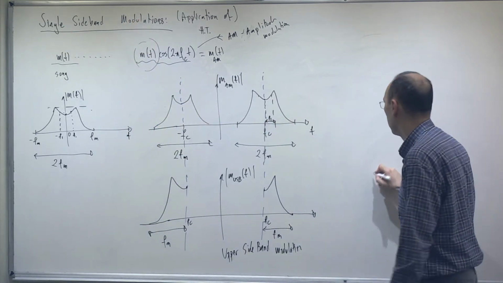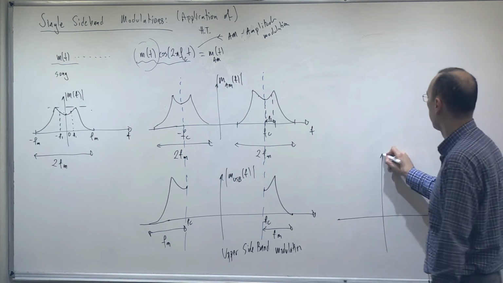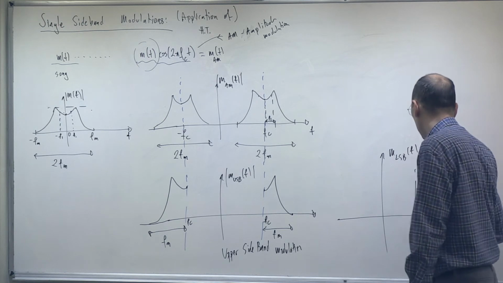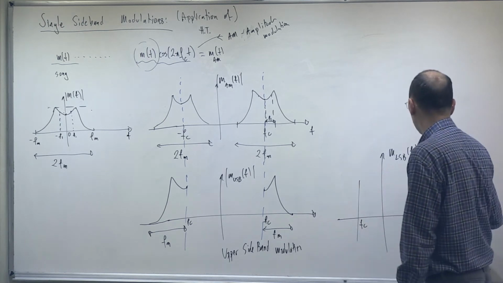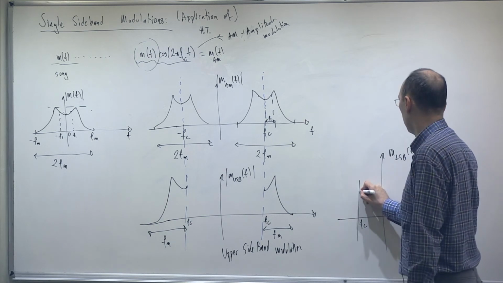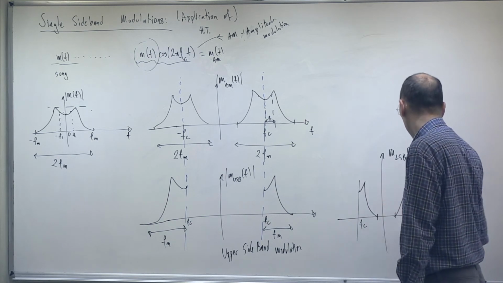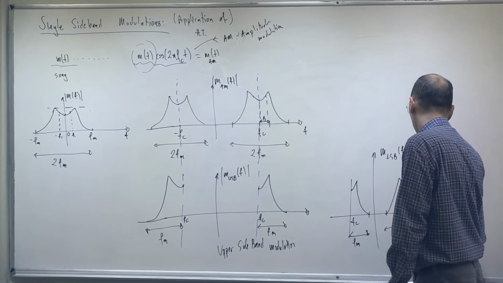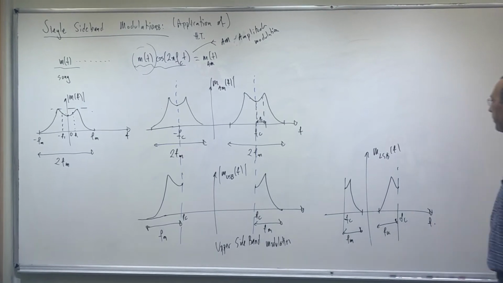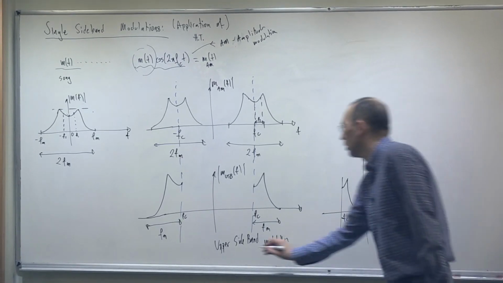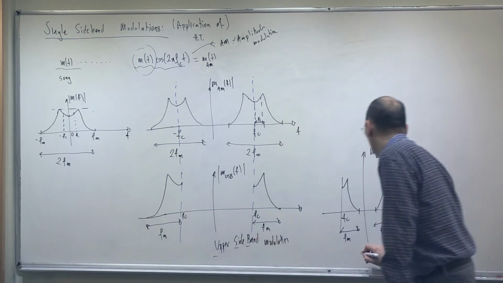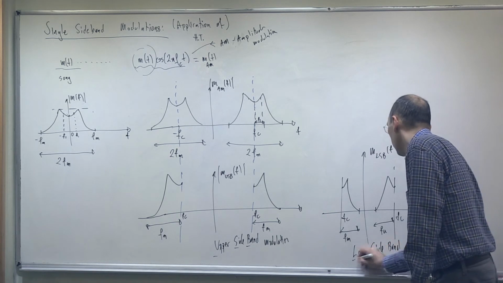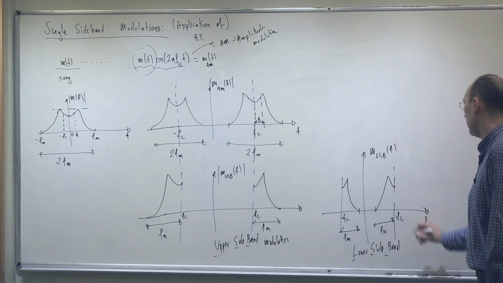So there is also another one, this is called lower sideband modulation. So as you can imagine, this is fc. This time we are selecting this part, lower sideband part, minus fc. Again, this is fm. Okay. So this is USB. This is lower sideband, LSB modulation.